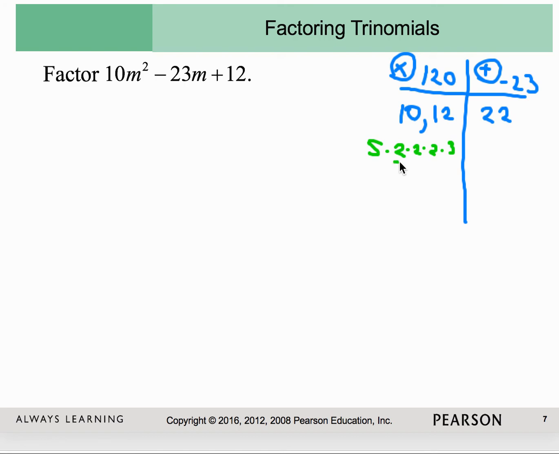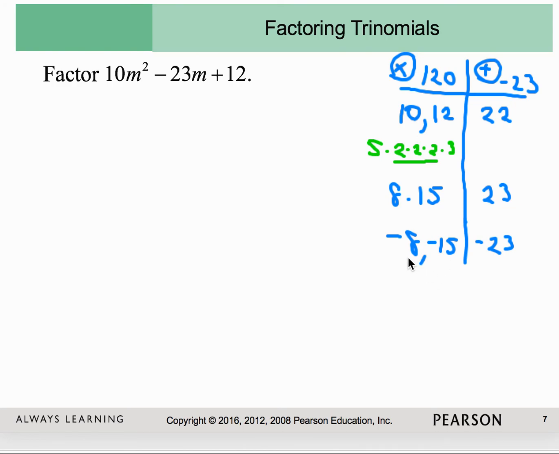I notice here's another option. I could make this 8 times 15, 5 and 3. That's two more numbers that multiply to give 120. But look, they add to give 23. Right numbers, wrong signs. So once again, it's a matter of practicing this and just getting used to this idea.